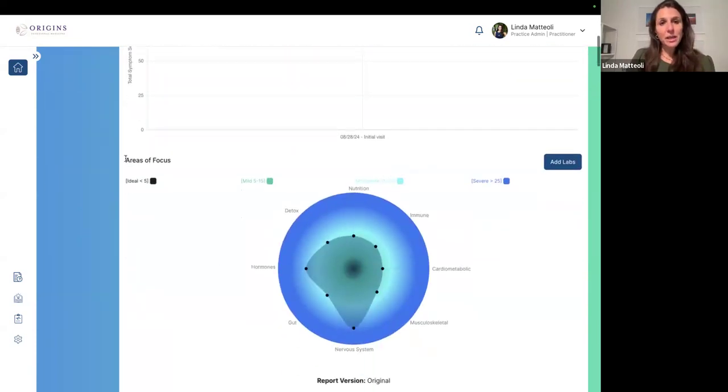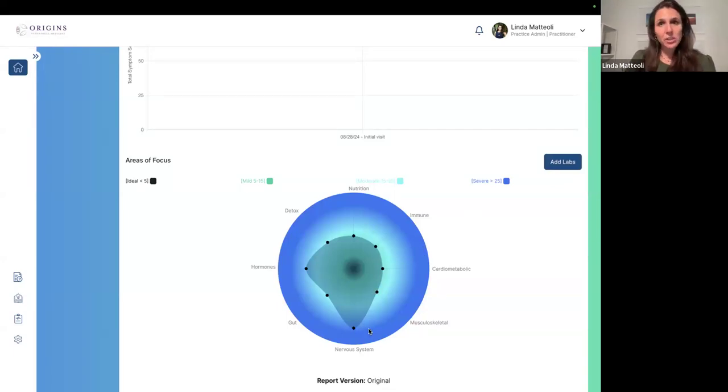We also then move on to the areas of focus graph. So this is a real motivating factor, not only for the patient, but also it aids with clinical decision making for the practitioner. We want the patient to be in this bullseye. So this is the ideal score that we want for them. The more spread out these data points are, the more imbalanced the patient is. And this is drawing from data, not only from the forms, but also from the labs that we have uploaded. So it's both subjective and objective data.